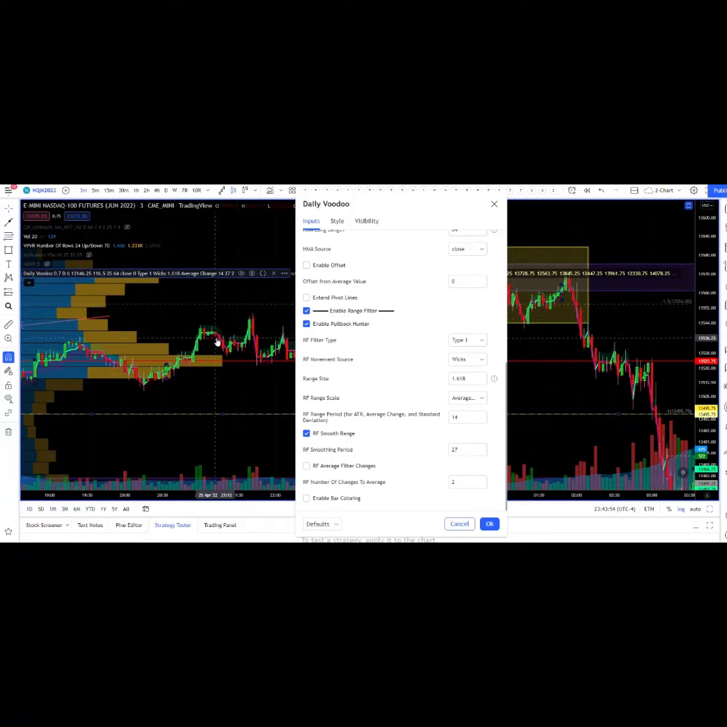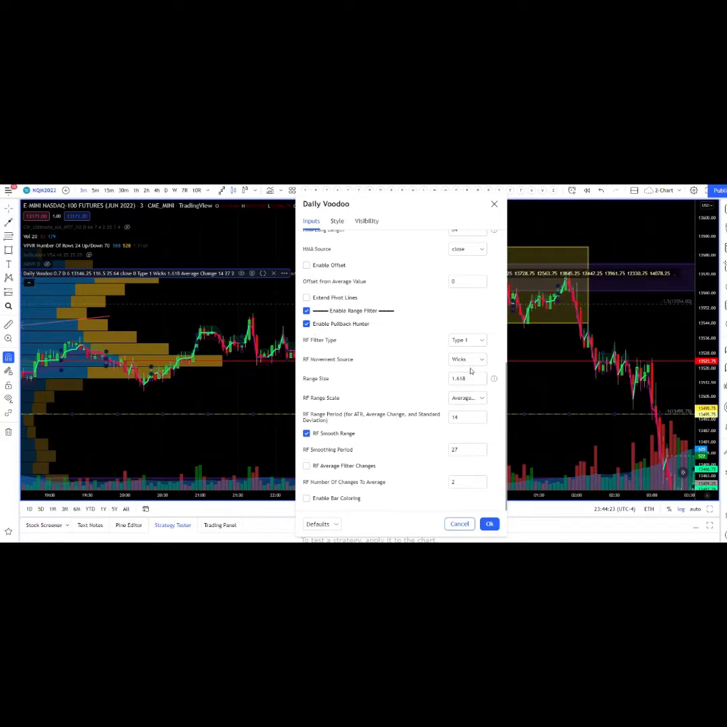What I'm primarily looking at is the line in between, which I'm basing off of the average change over the last 14 periods. So I'm using the 1.618 range size here, and then I'm smoothing the range with a 27 period. So these are the settings that I'm using. I'm calling these the pullback hunter settings. So if you click on this, it should give you these settings.